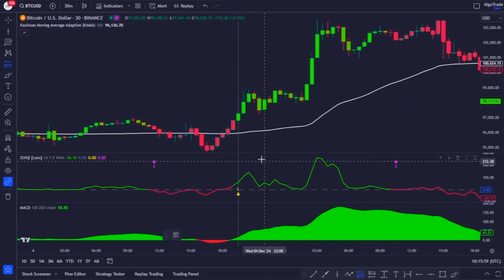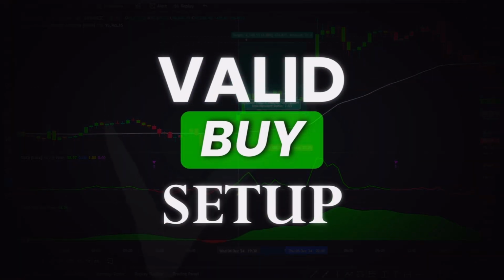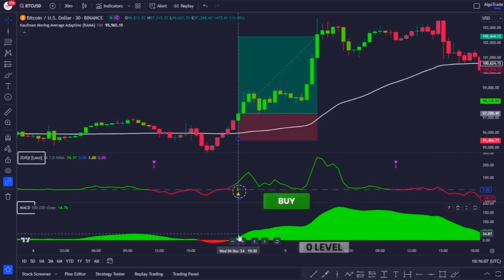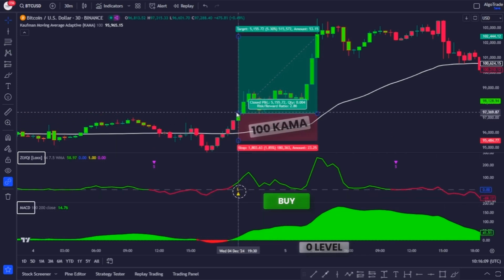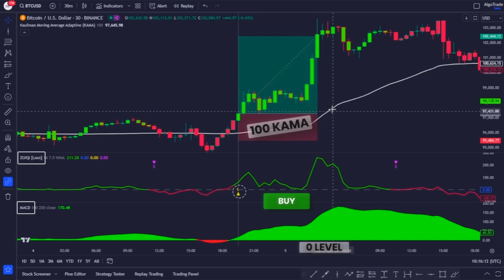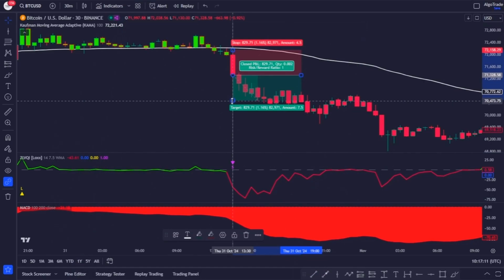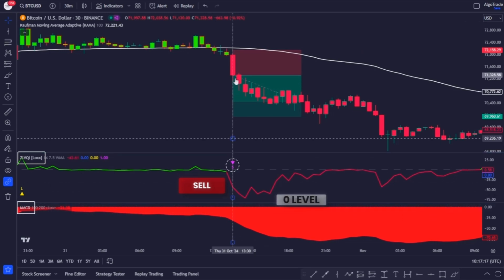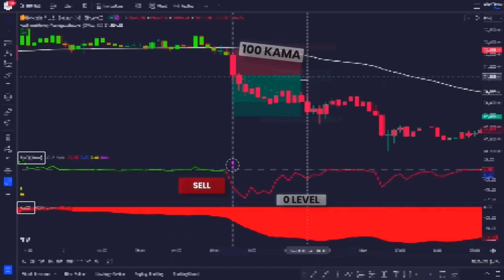With everything in place, here's an example of a valid buy setup. The zero-line volatility quality index gives a buy signal, the MACD is above zero, and the price is above the 100 Kaufman Moving Average Adaptive. Likewise, for a sell setup, the zero-line volatility quality index gives a sell signal, the MACD is below zero, and the price is below the baseline.